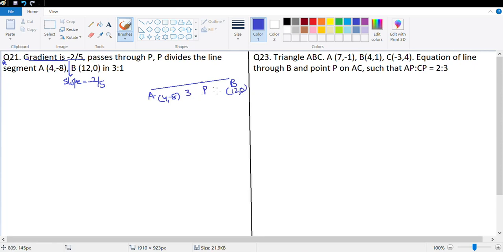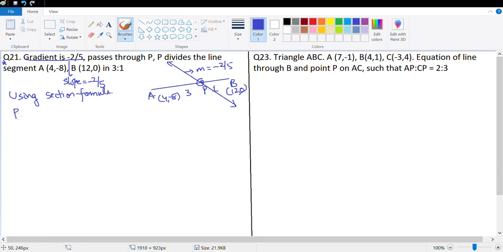this is 3, this is 1, and the line whose slope passes through P is negative 2 by 5. So this is my line, and the slope of this, m, is equal to negative 2 by 5. So the slope is given. If I can find the coordinates of P, I should be able to find the equation of the line. So using section formula, what do I get? Can I find the coordinates of P?